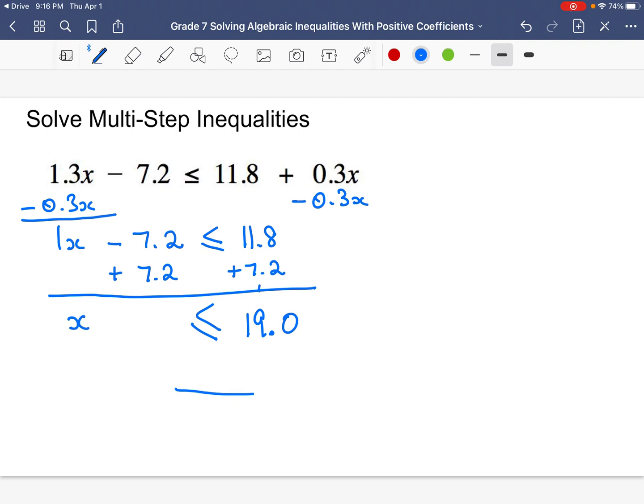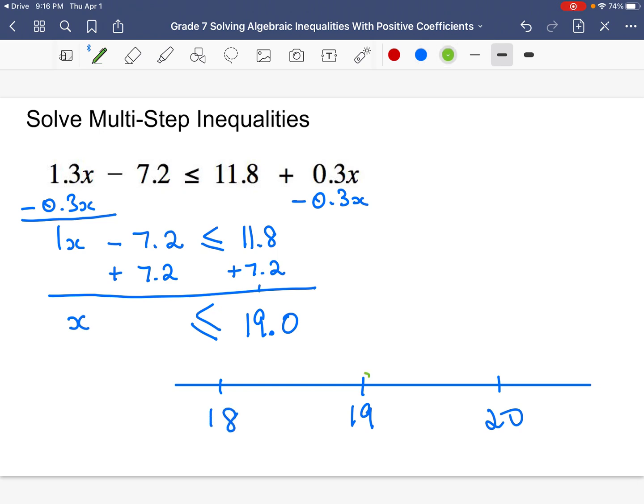And I can draw a number line. And I will have 19, 20, 18. It's less than or equal to, so I'm going to draw a circle and fill it in, and then draw an arrow to the left.